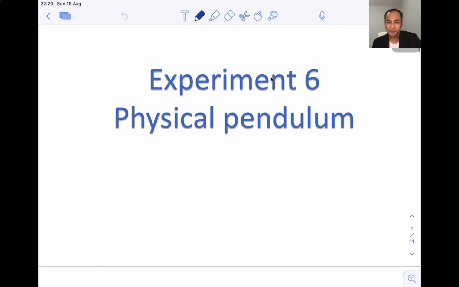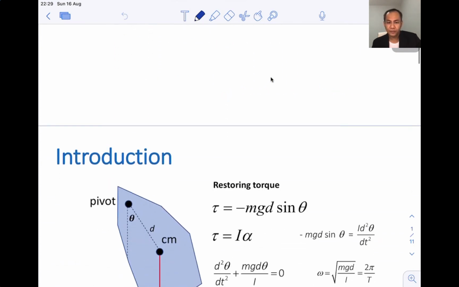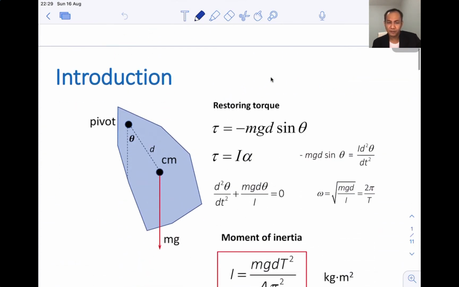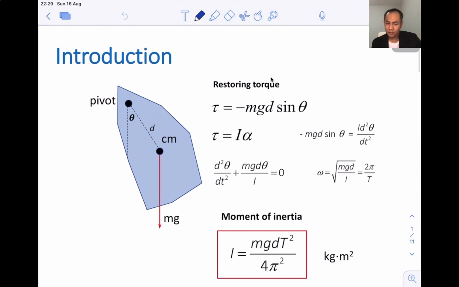In this experiment, we will do the experiment about the rotating of an object about the pivot, and we will use physics law to determine the moment of inertia of any shape object, the geometric object, for example, the rod or the disc.